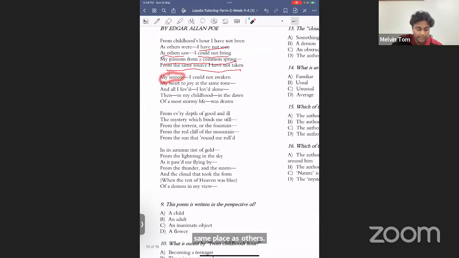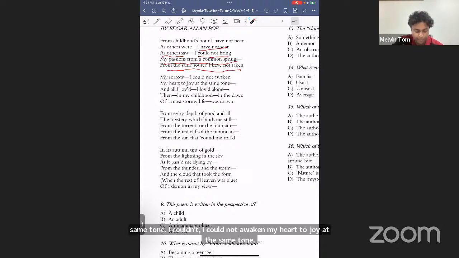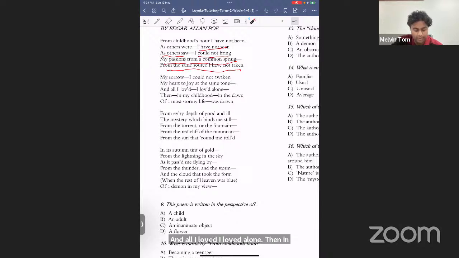Okay, sorry, I'll read the poem first. From all my sorrow, I could not awaken my heart to joy at the same tone, and all I loved, I loved alone. Then, in my childhood, in the dawn of a most stormy life, was drawn. So my sadness, I was sad. I couldn't bring my heart to happiness at the same tone as others. Basically, he was always sad and couldn't be happy like the others, and everything that he liked, he liked alone. Then, in my childhood, in the dawn.